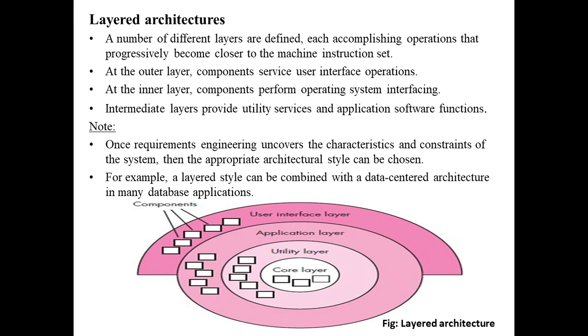Next architecture, layered architecture. We are following the layer unit. So, a number of different layers are defined, each accomplishing operations that progressively become closer to the machine instruction set. At the outer layer, components service user interface operations. At the inner layer, components perform operating system interfacing. Intermediate layers provide utility services and application software functions. In the diagram, the inner layer is the core layer, and then we have the utility layer, and then the application layer, and then the user interface layer.